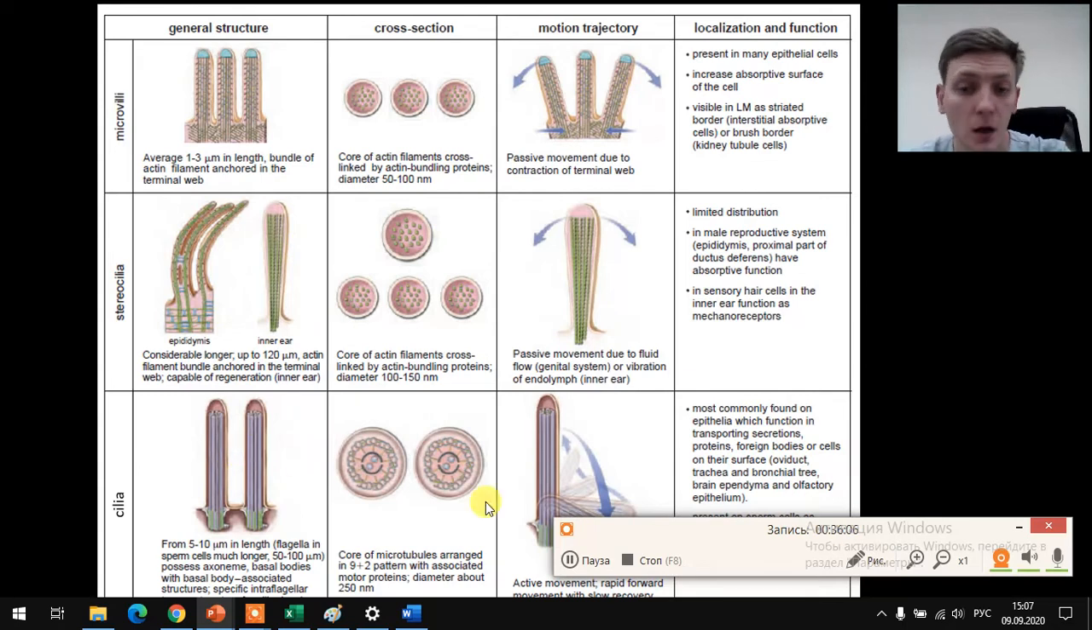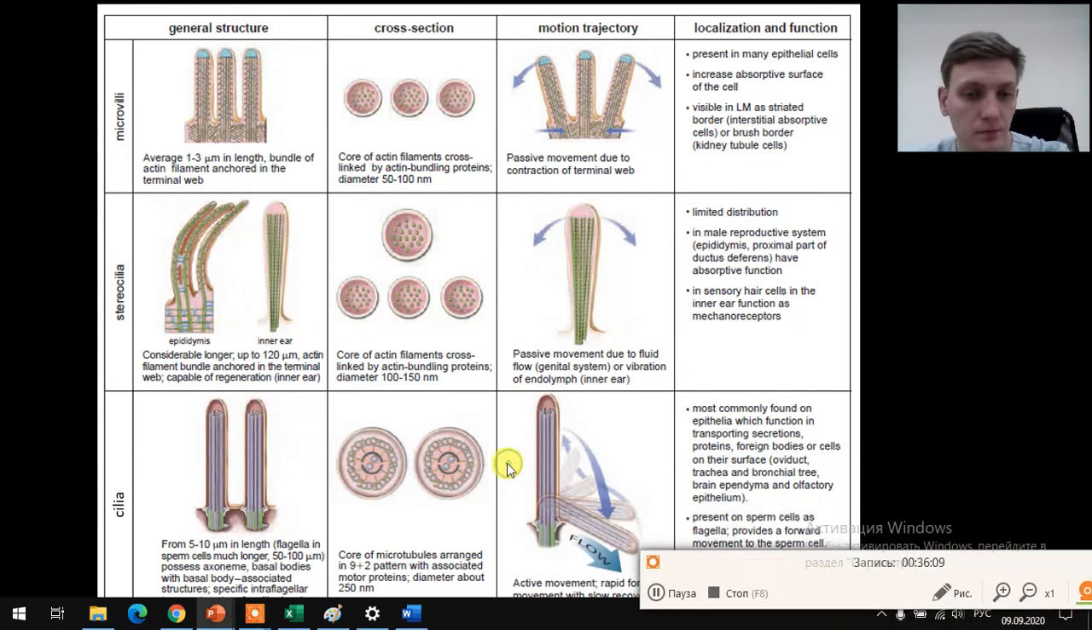And then cilia. Cilia, unlike stereocilia and microvilli, is a motile organelle. So it is composed of microtubules inside, also with actin molecules. So we have a core of microtubules arranged in a 9 plus 2 pattern. This 9 plus 2 pattern is typical for motile organelles, and in epithelia, an example of this is cilia only. Later, in pathology, in histology of organs, in system histology, we'll discuss it also in detail.